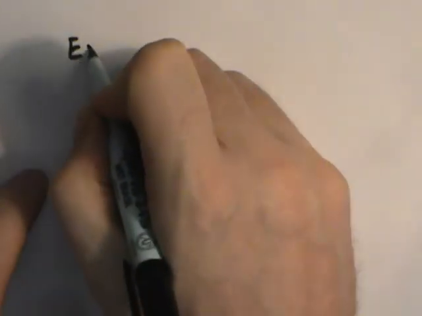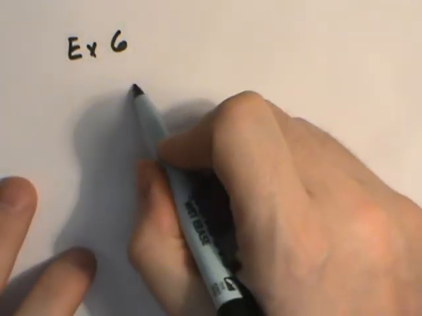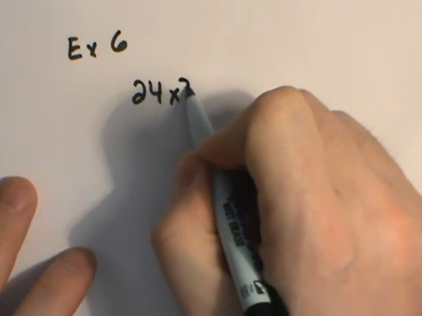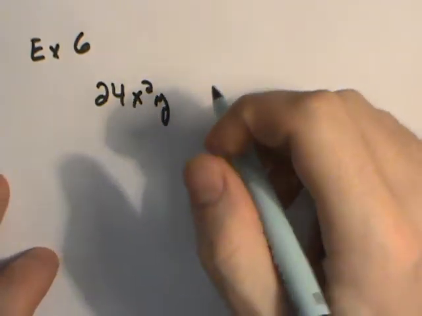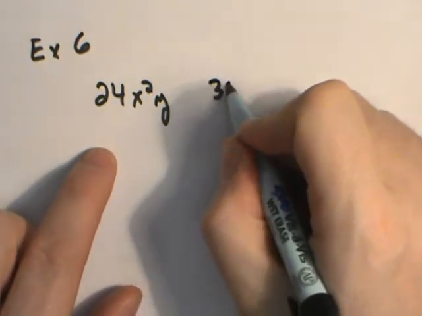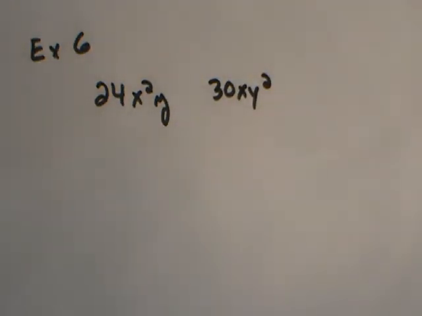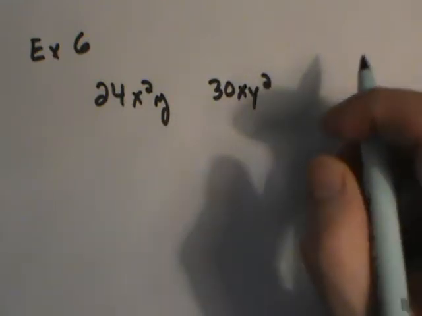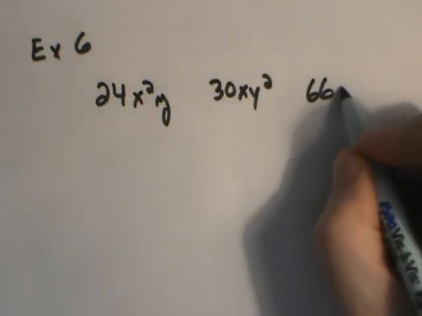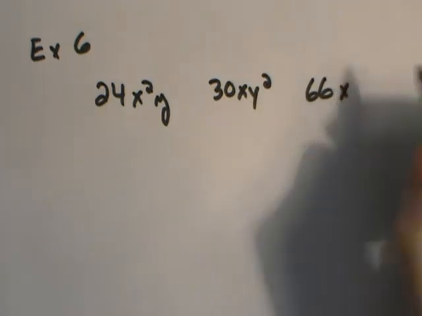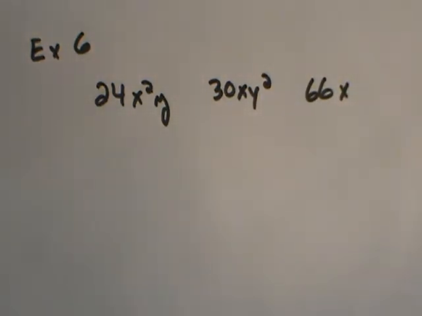And I think we should just throw one more example on here to make sure you understand your ultimate goal when trying to find GCFs. So we'll call this example 6, and we'll do something like 24 x squared y, and then maybe we'll do 30 x y squared, and then, well, what the heck, we might as well do 3 terms here. Let's do 66 x, and then see what we can do with that.